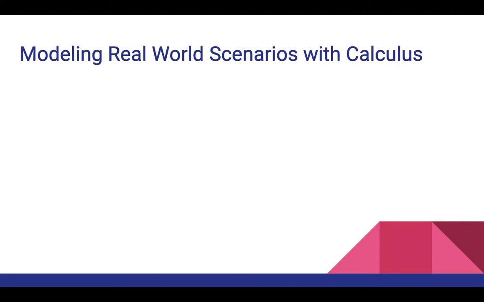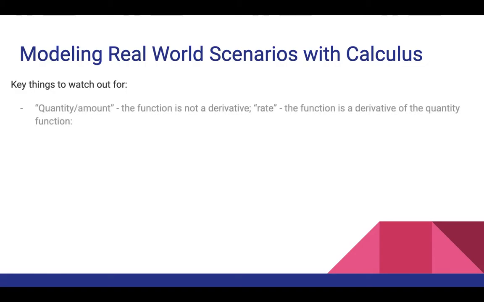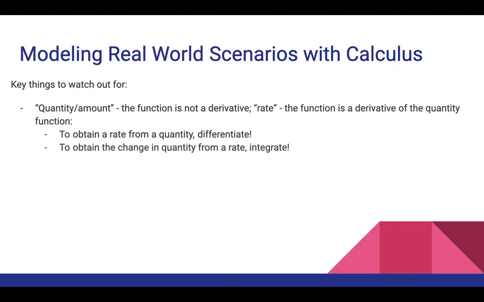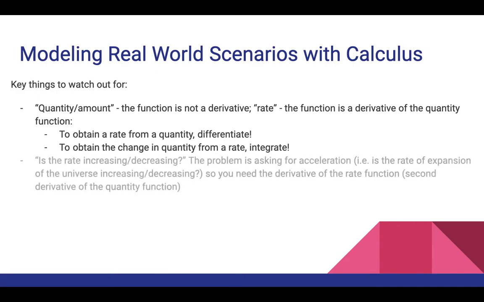Modeling real-world scenarios with calculus. Key things to watch out for. Quantity or amount: the function is not a derivative. Rate: the function is a derivative of the quantity function. To attain a rate from a quantity, you're going to differentiate. To obtain the change of quantity from a rate, you integrate. It's a nice little rhyme there.